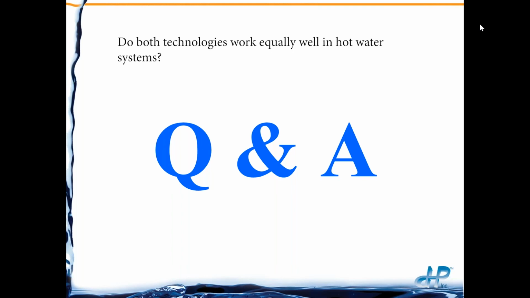So we had one more question come in here. Do both technologies work equally well in hot water systems? So, I'm assuming we're talking about here low pressure versus medium pressure. As I mentioned earlier, with a medium pressure lamp, you've got a significant amount of heat generation over a low pressure lamp. So that is going to be a factor where we just need to make sure that we understand the application and that we're operating within the thermal tolerance of what we would allow, depending on what type of lamp we're actually using.